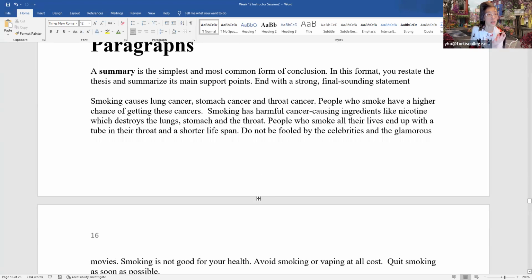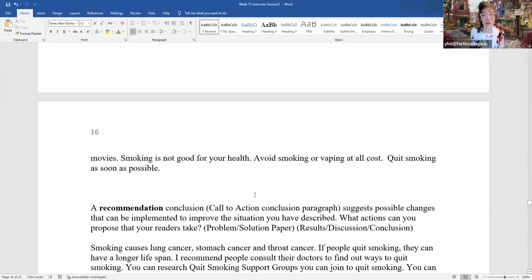For instance, the thesis statement: smoking causes lung cancer, stomach cancer, and throat cancer. So that's the first sentence. And then you write your summary of your paper. People who smoke have a higher chance of getting these cancers. Smoking has harmful cancer-causing ingredients like nicotine, which destroys the lungs, stomach, and throat. People who smoke all their lives end up with a tube in their throat and a shorter lifespan. Do not be fooled by the celebrities and the glamorous movies. Smoking is not good for your health. Avoid smoking or vaping at all costs, and quit smoking as soon as possible.